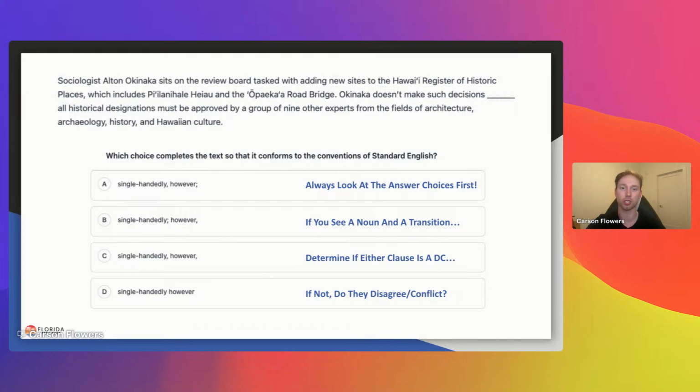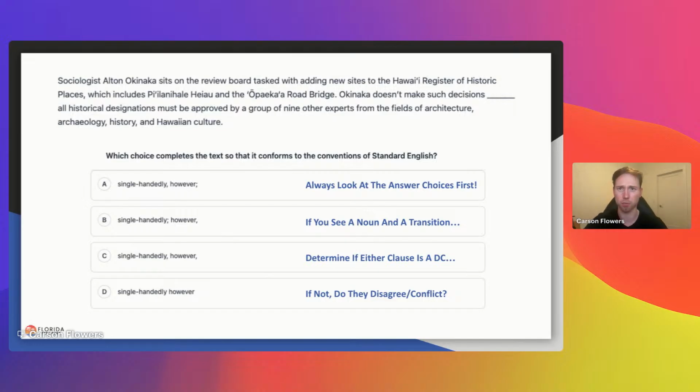So since it's 2 full sentences, I know I need to use a semicolon because a semicolon separates 2 full sentences. In this case, I know the correct answer will not be C, and I absolutely know it's not going to be D. It will never be D because transitions need to be surrounded by punctuation. With that, now I have to ask myself, do these disagree with each other? So here's what I mean. So he doesn't make decisions single-handedly, right? That's the first idea. The second idea is that all designations must be approved by a group of 9 other experts. That agrees with the idea. He doesn't make them by himself.